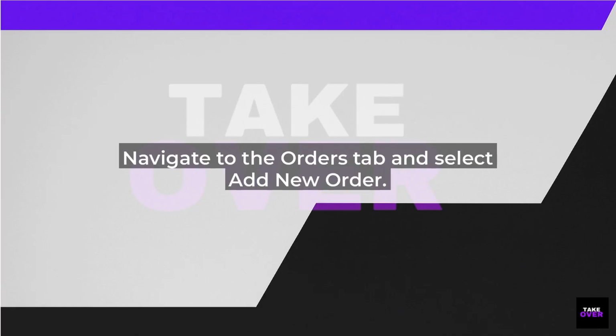Start by navigating to the home screen of the app. Look for the Orders tab at the bottom or top of the screen, depending on your device. Tap on it, and you'll see options like View Orders or Add New Order. Go ahead and select Add New Order.